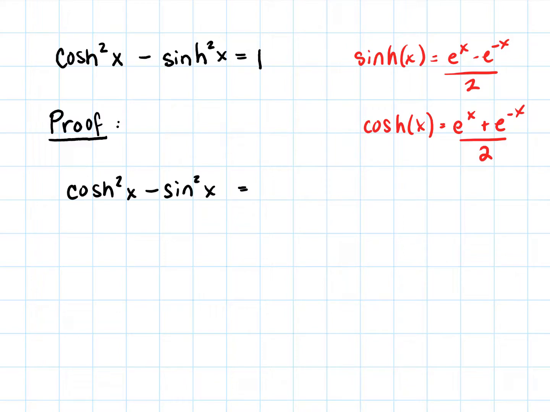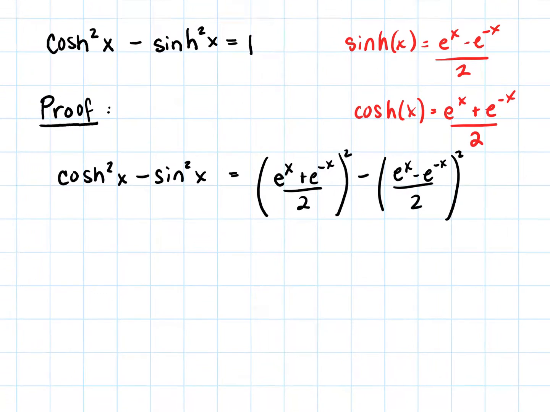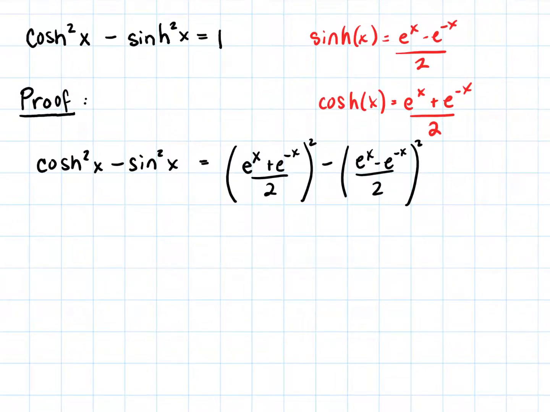If we take the hyperbolic cosine in its exponential form, e to the x plus e to the negative x over 2, and then we subtract the hyperbolic sine, e to the x minus e to the negative x over 2, and we square each of those, so hyperbolic cosine squared minus hyperbolic sine squared, what we're looking at here is just expanding some exponential functions.